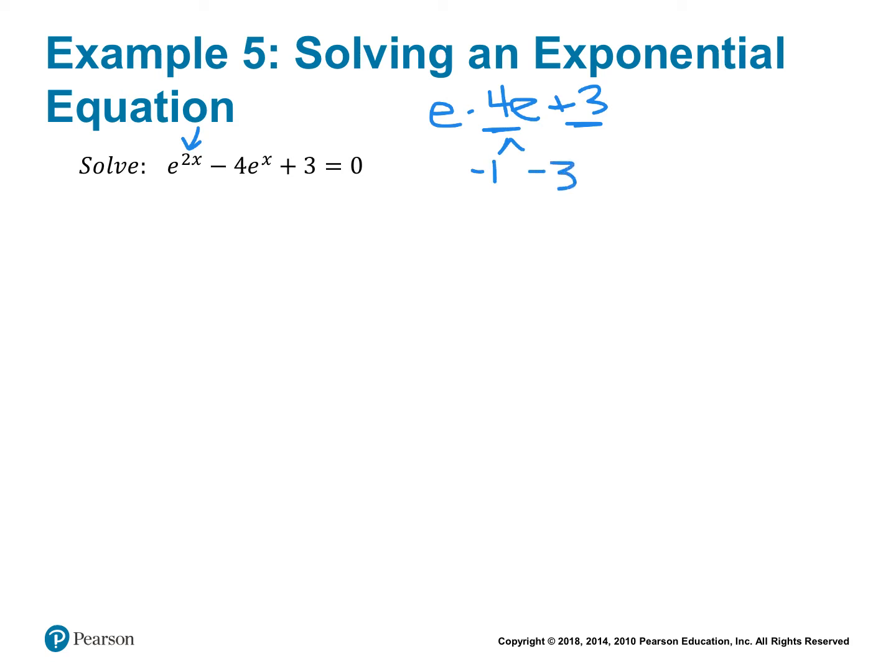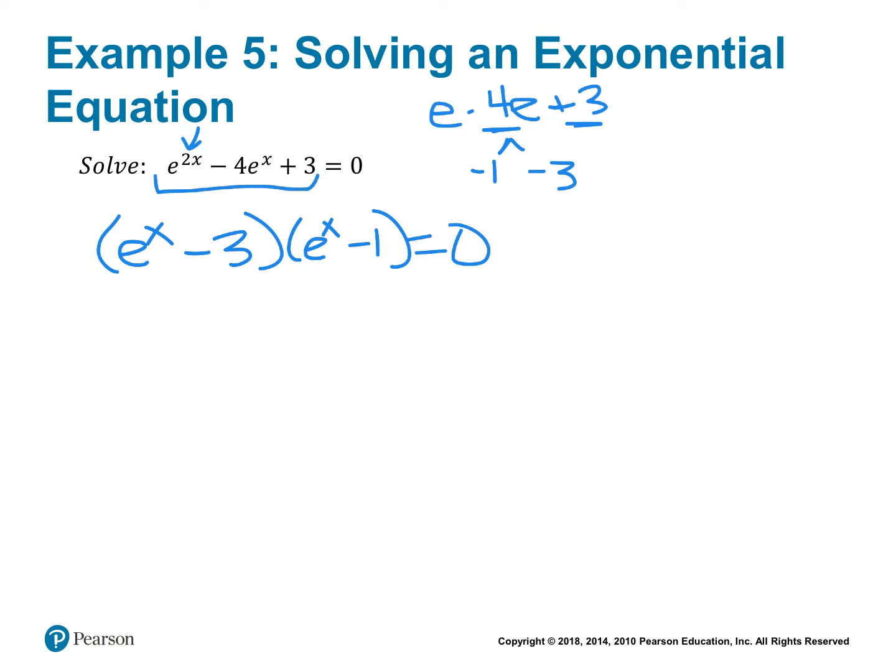So this whole thing can be written as 2 binomials. We'd have e to the x minus 3 and e to the x minus 1. You can always distribute that out and see if you end up getting this original, but you will. Okay, so now we can set both of these equal to 0. So we'd have the first one equal to 0, and then the second one equal to 0. Go ahead and solve it.